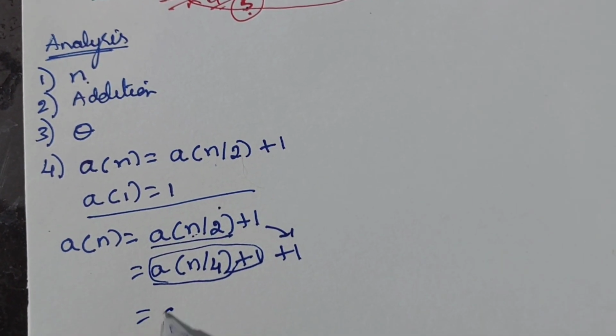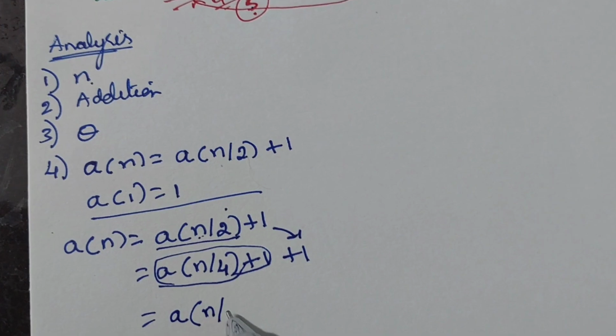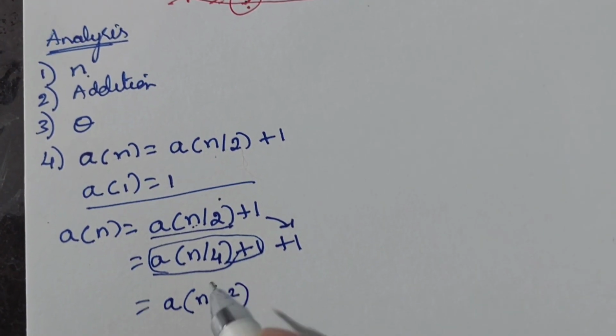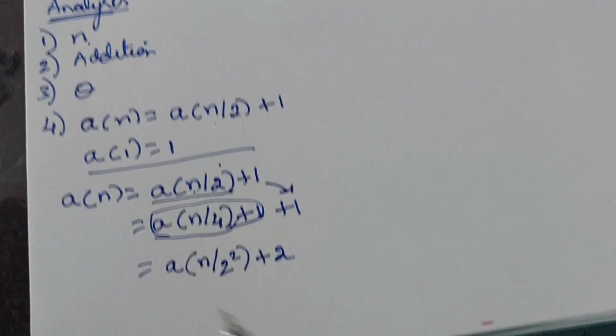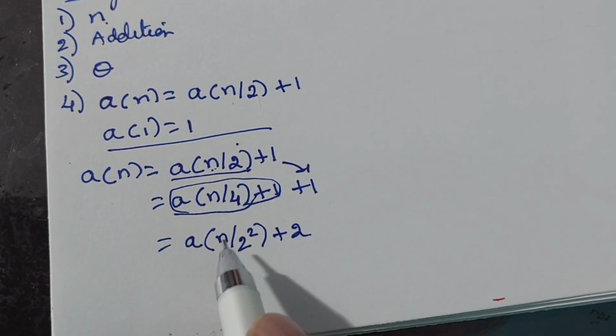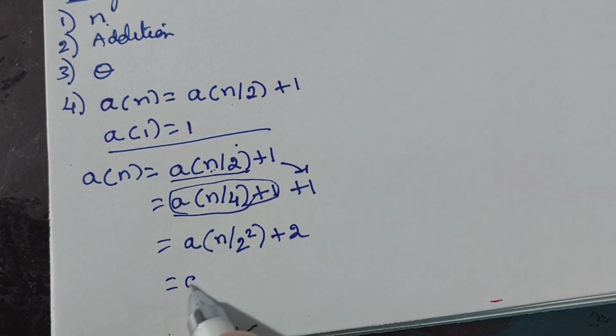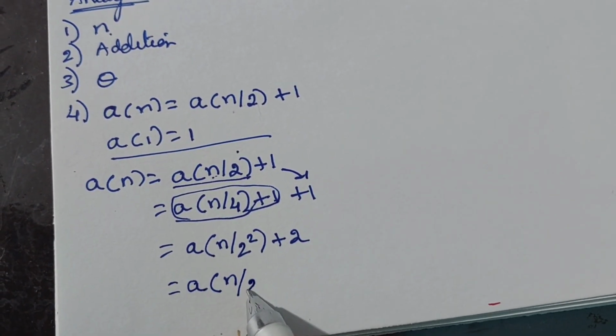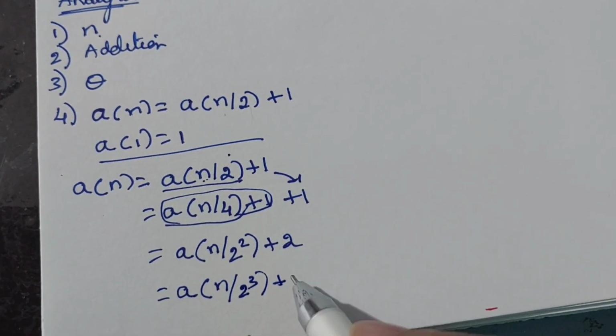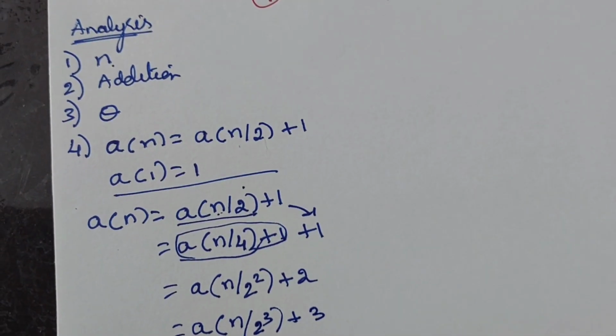So this I will write as a of n by 2 squared, plus 1 plus 1, which I am writing as 2. Now a function is equal to its half plus 1, so I will write this one as a of n by 8. 8 I am writing as 2 to the power of 3, plus 2 plus 1, which is 3. Similarly it goes on.